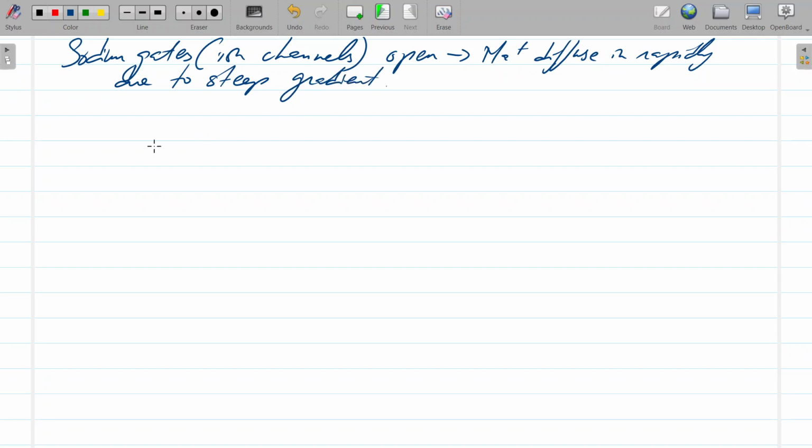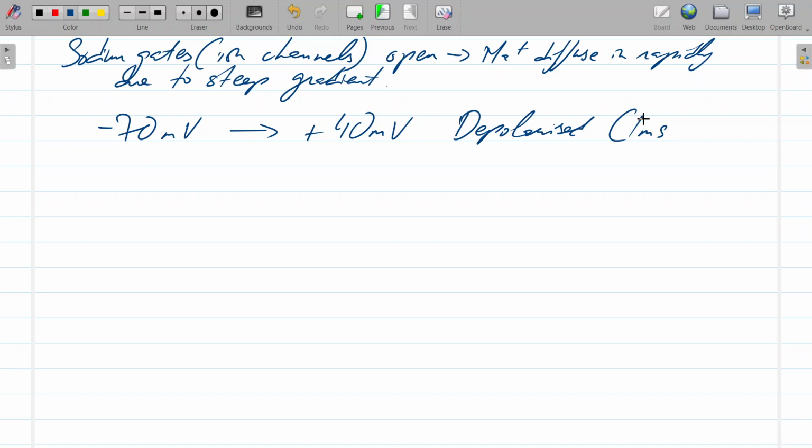And what that does is that very quickly increases the right charge inside. So it goes from minus 70 to plus 40. And so that's a huge difference, right? And in this case, the axon is said to be depolarized. And this lasts for only 1 millisecond, right? So it doesn't last very long, but it's enough.